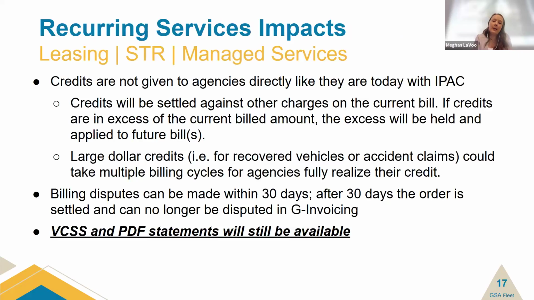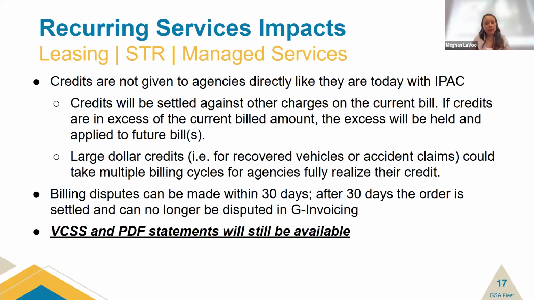On the recurring services side impacts, the biggest change is going to be in how credits are distributed to agencies. So to set the stage for how it works today, for those of you who might not be intimately familiar, if you today use the IPAC for your billing, what it looks like is if you have $1,000 in charges this month and $500 in credits, GSA processes two IPACs to you. We process an IPAC for your $1,000 of charges, meaning we take $1,000 from your agency, and then we do a separate transaction to give you the $500 credit back. So then we push $500 to your agency.